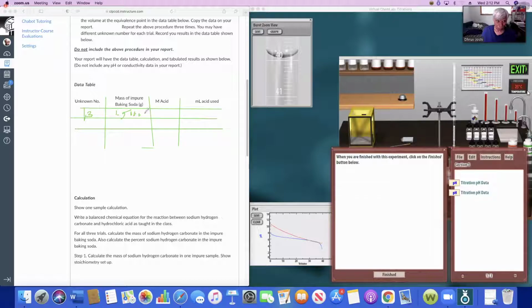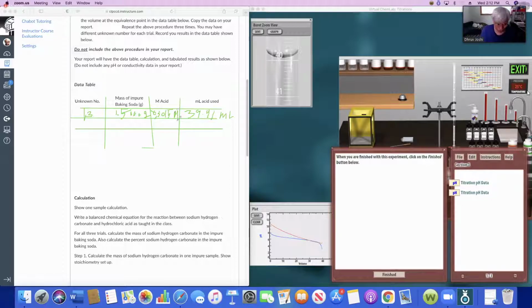What is given? I think 4, 5, 6 figures are given. Molarity of the acid. What is the molarity of the acid? Somebody tell me. 0.3015. 0.3015 M. Milliliters of acid used. We used 39.91 milliliters. And you have 3 like that. If you want to do 4, that's fine with me. I want at least 3.